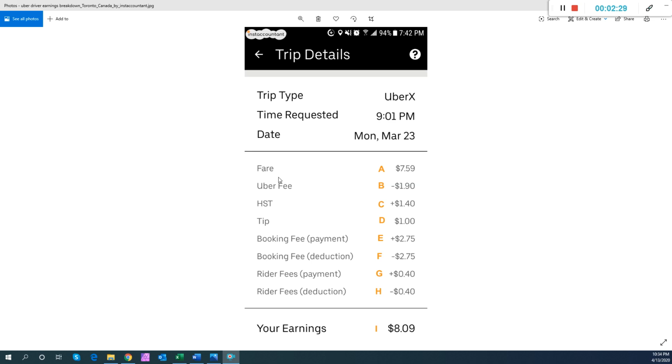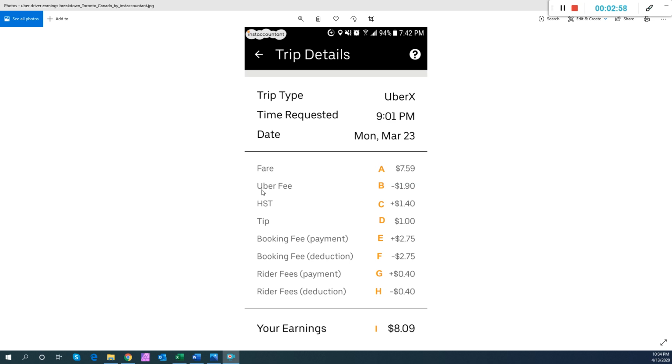So, fare, A. What is fare? It's the amount that Uber charges the rider on behalf of the driver for giving the service of taking the rider from point A to point B. And this amount, $7.59, is calculated on the basis of the distance traveled and the time spent.